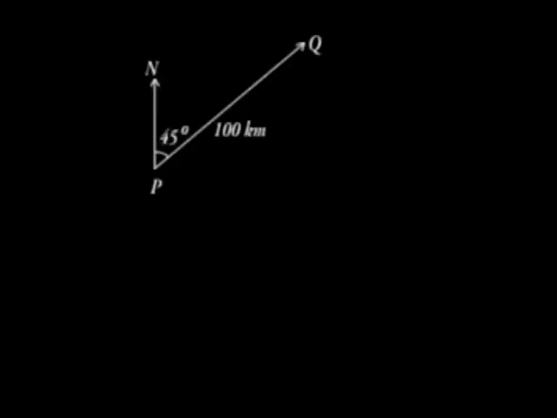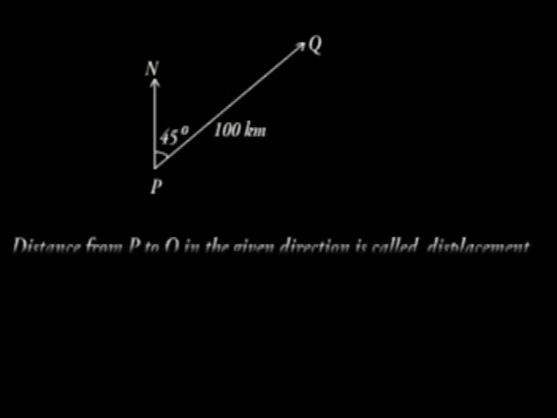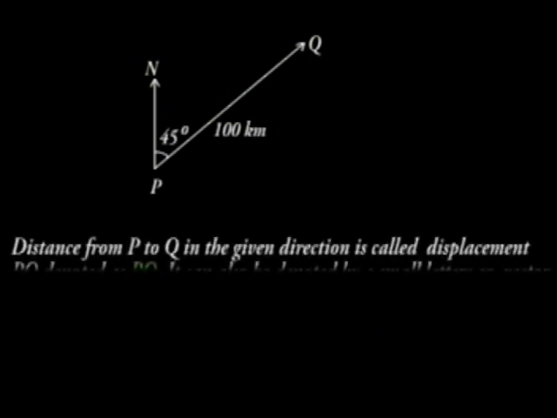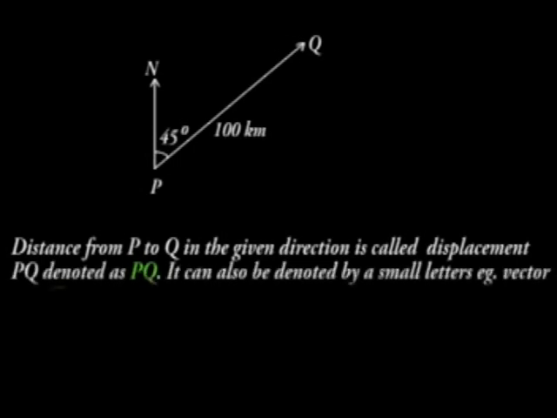Displacement vectors and notation. Clearly, a directed distance is a vector. To go from P to Q along the shortest distance, we must travel in a specific direction for a definite distance. This is illustrated below. Distance from P to Q in the given direction is called the displacement PQ, denoted as PQ.